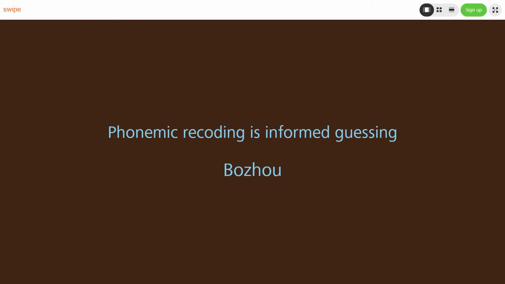So if I told you to sound out this word, B-O-Z-H-O-U, you might come up with something like boss-ho, bozo, I don't know. But if I were to inform you that in the romanization of the Chinese language, ZH represents the sound J, then you might say, well, Bajo, Bojo. That's also not correct. You're still making a guess.